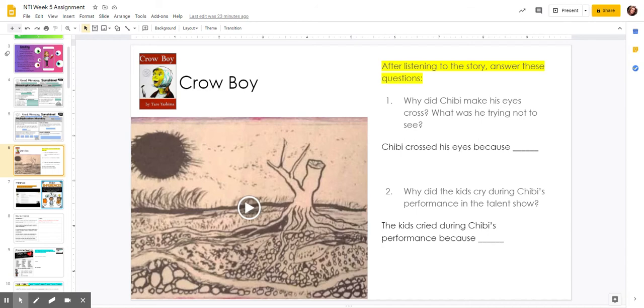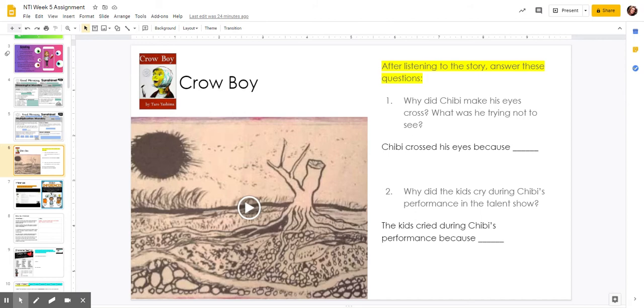And then if you're not quite sure, listen to it again. Sometimes if you listen to the story a second time, you can pay closer attention to those specific details. And then the second question, why did the kids cry during Chibi's performance in the talent show? This is at the end of the story. So not only is it important to pay attention to the main character's feelings, but supporting characters also will display feelings that contribute a lot to the story and the meaning behind what is going on.